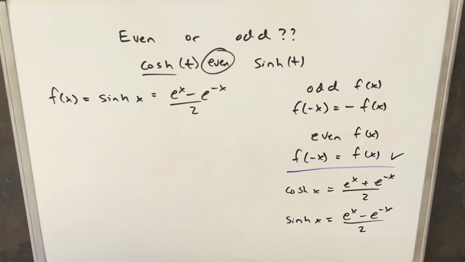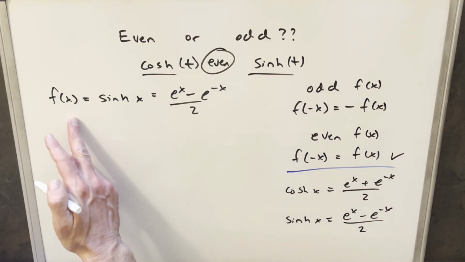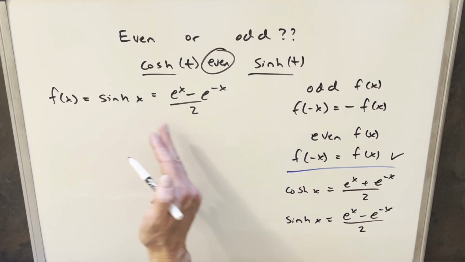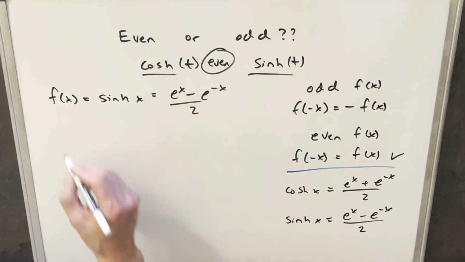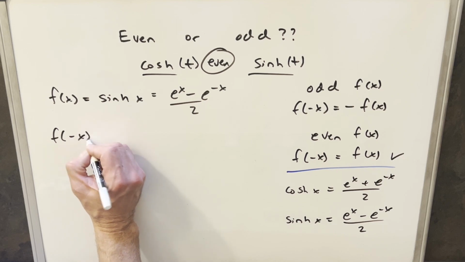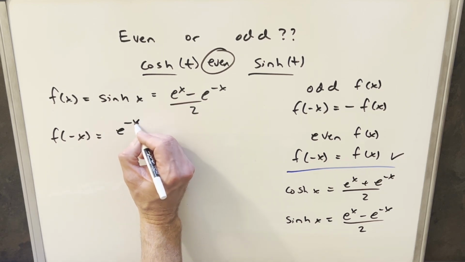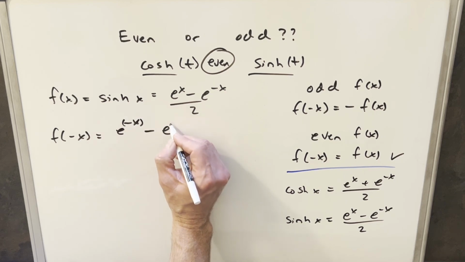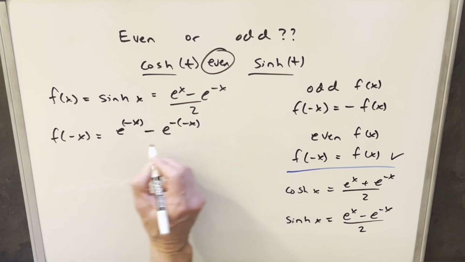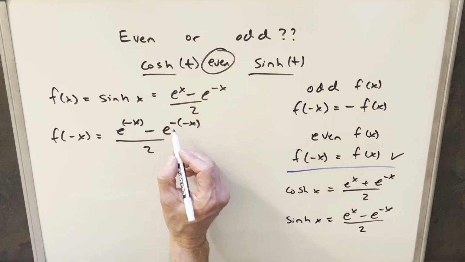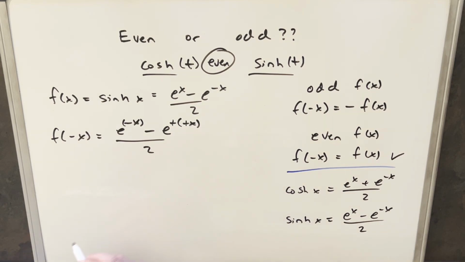Next we'll do the same exact thing, but for sinh. So for our f of x, we set f of x equal to sinh, which is our definition that we have right here. And what we want to do is look at f of minus x. So we'll plug in here. This is going to become e to the minus x minus e to the minus, minus x, over 2. Again, minus times minus here is a plus.